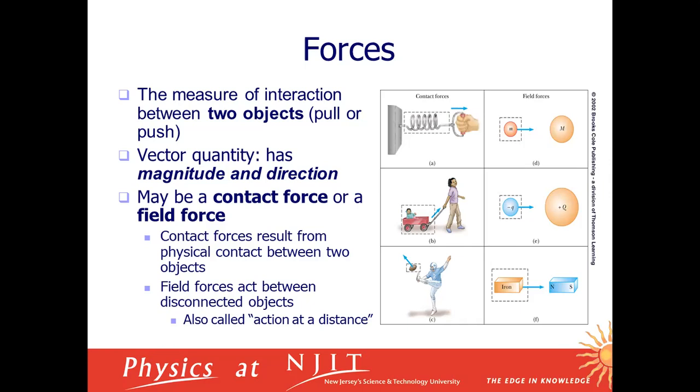We have two types of forces: contact force and field force. Contact force results from physical contact between two objects. As you can see on your right, we have the contact force figures A, B, and C. For letter A, a hand is in contact with a spring, causing expansion or contraction. For letter B, a hand is pulling a cart carrying a baby. And for letter C, there is a contact force between the athlete and the rugby ball.